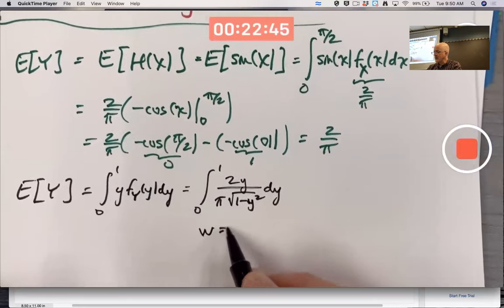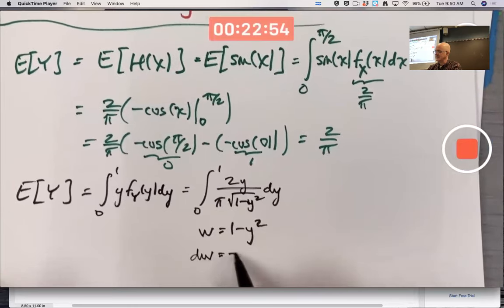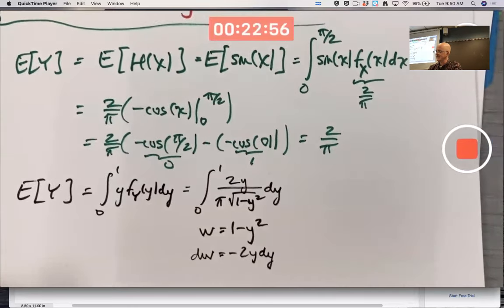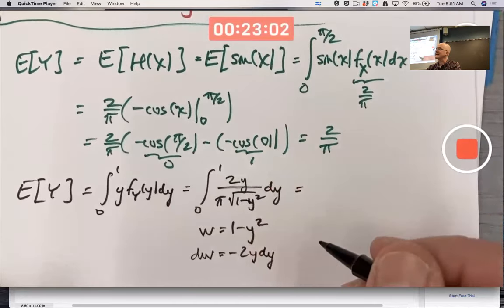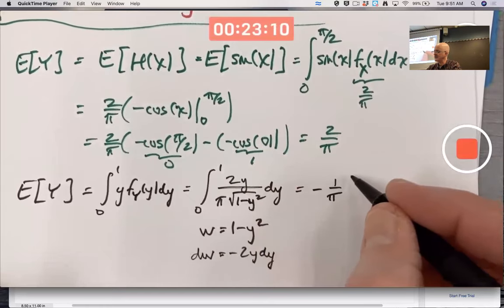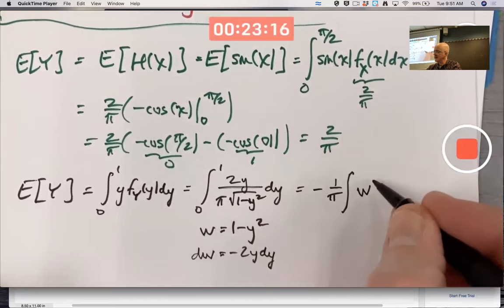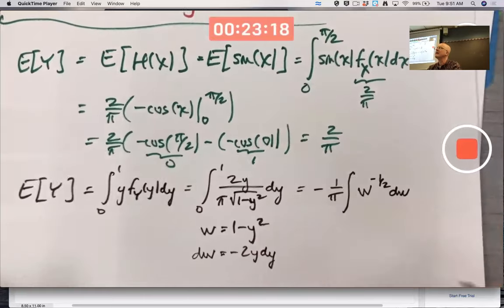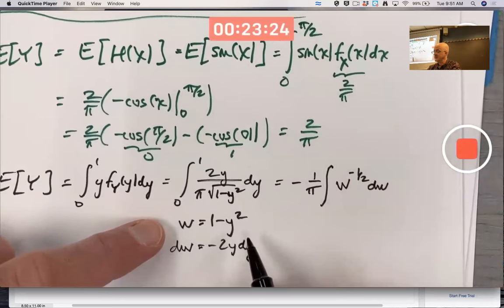U or W equals 1 minus y squared is a good substitution to do. And dw is negative 2y dy, which is almost up there except for no minus sign. So it looks like we get negative 1 over pi. I brought the 1 over pi out, and I also brought a negative sign out. Ultimately, w to the negative 1/2 dw. You should change the limits of integration, though. You got to be careful when you do this.